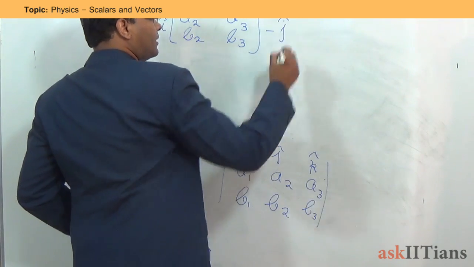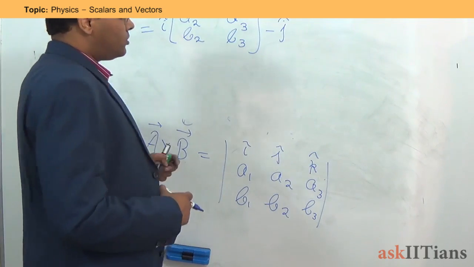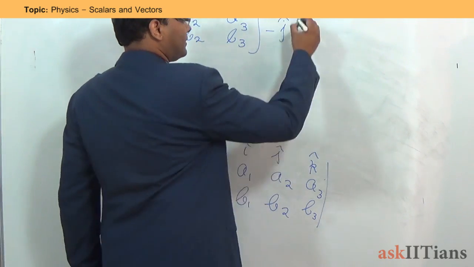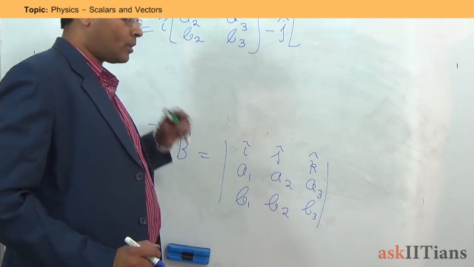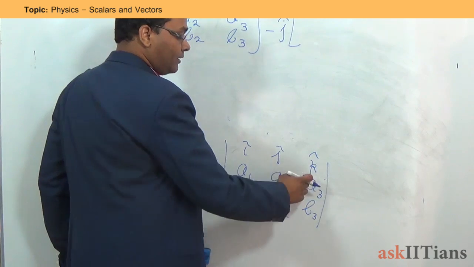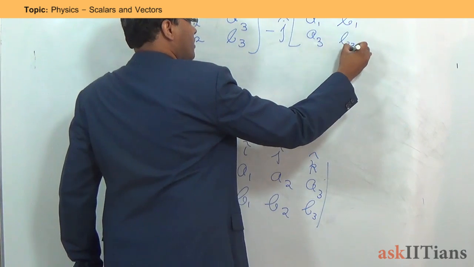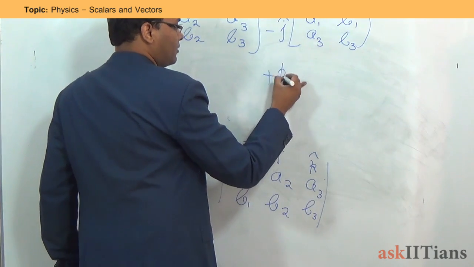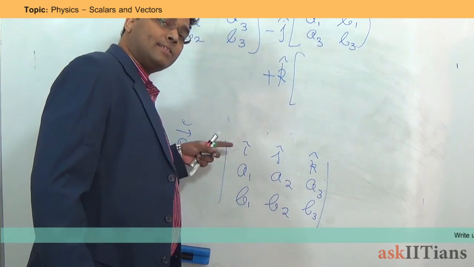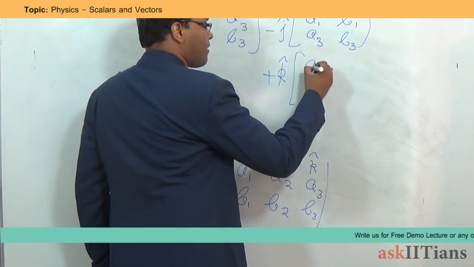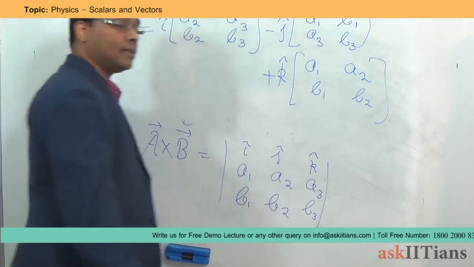So the rule goes as, first you have a plus sign, then it's going to be negative, so it's alternating positive and negative. So the next one is negative. For j, we forget about this column and this row, okay? So what are you left with? A1, B1, A3, B3. And then for k, you forget about this column and this row. What are you left with? A1, A2, B1, B2. Right?